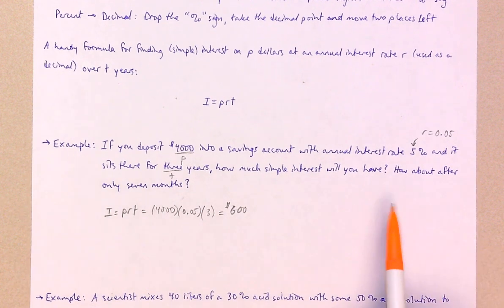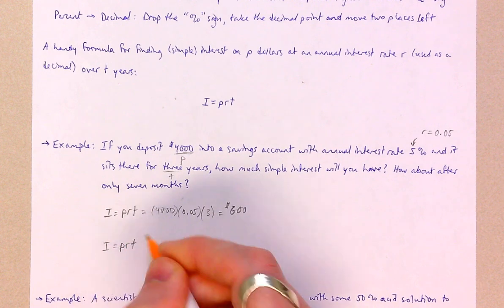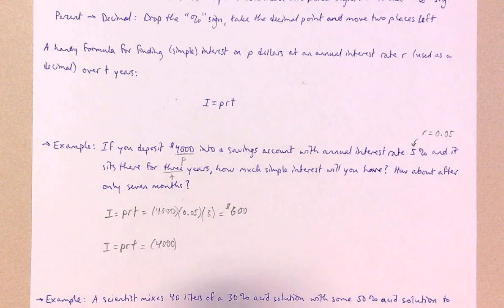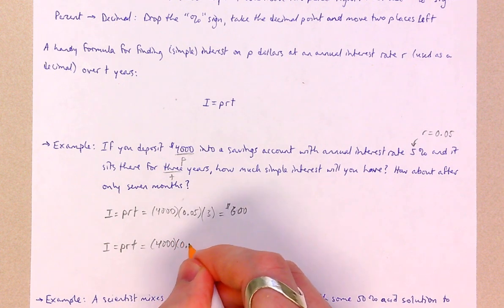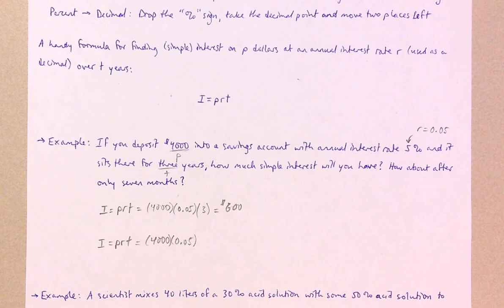We have a second piece to this problem. It says, how about after only 7 months? So same amount of money being put in, same interest rate, but now the time that's been sitting in there is only 7 months. Okay, well, it's still the same formula, P times R times T. The amount of money we put in is the same. The interest rate is the same, still using that as 0.05. But now, the time is not the same.